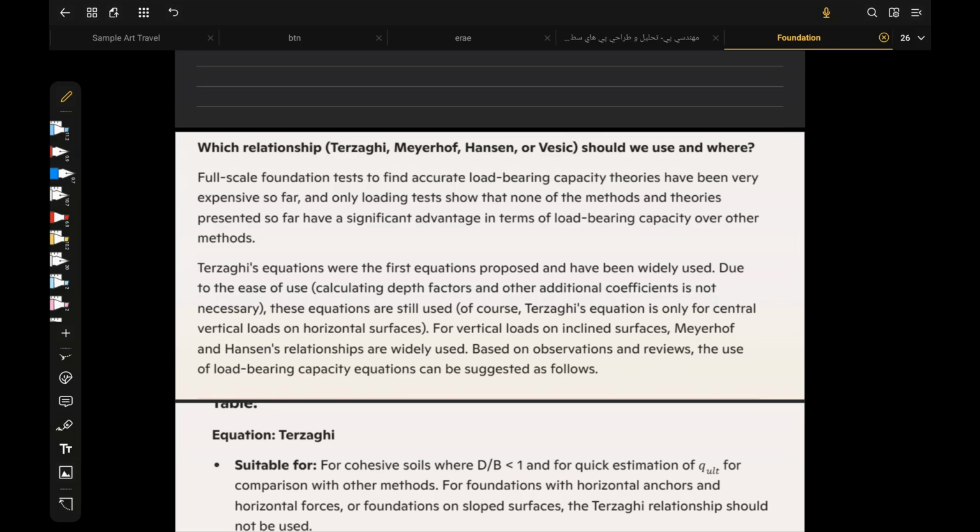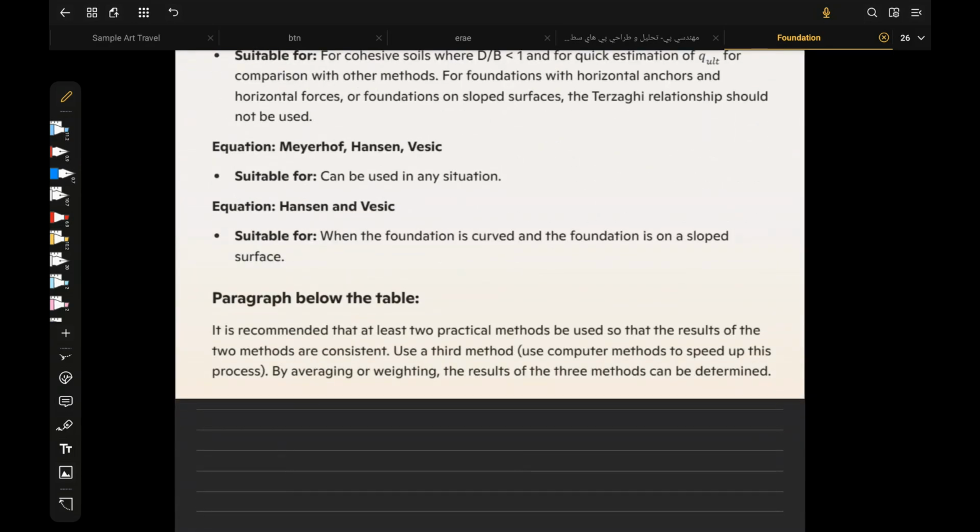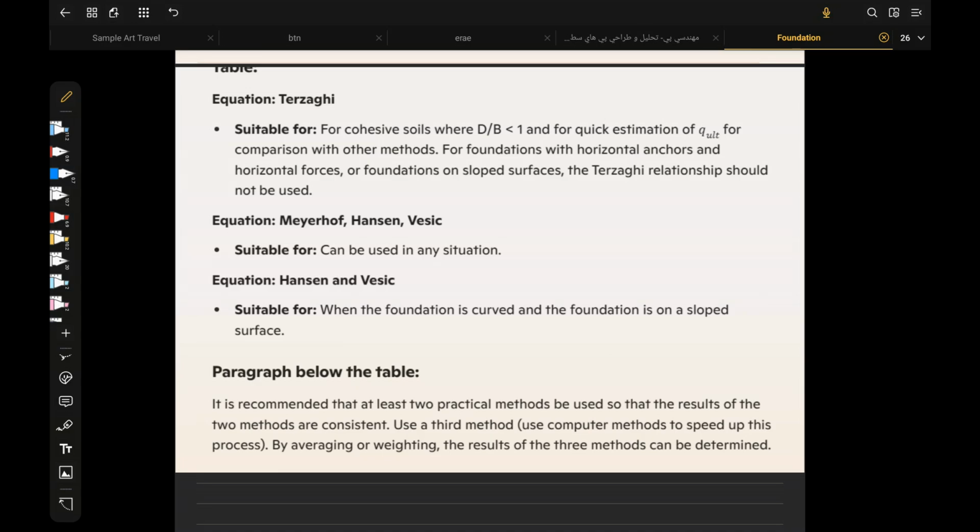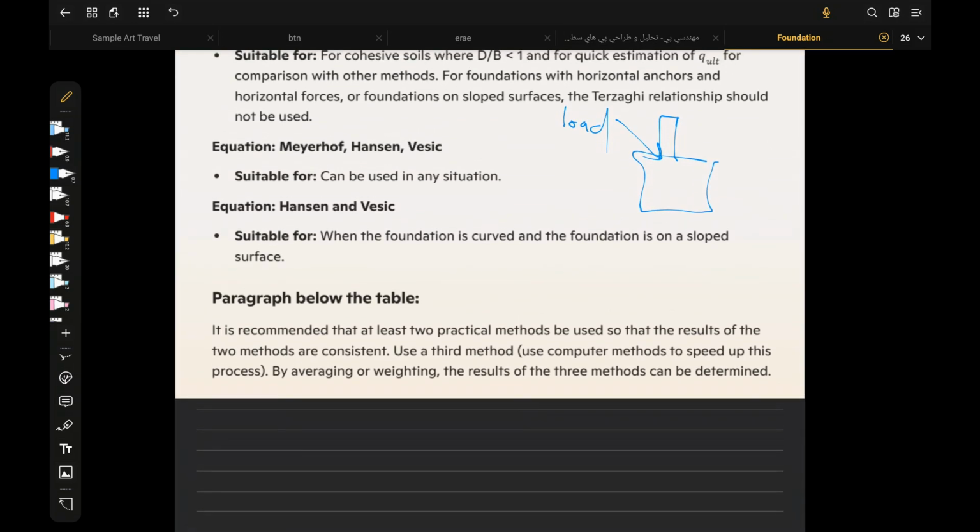Meyerhof and Hansen relationships are widely used based on observation and review. Okay, we use Terzaghi for cohesive soils where D to B is lower than 1, and for the quick estimation of q ultimate. It's for quick estimation, not for the real number. Compared with other methods, for foundations with horizontal loads, it doesn't depend on the factors. When we have a load like this, it's not good to use Terzaghi because it can't predict it well. The Meyerhof and Hansen-Vesic equations can be used in any situation. Hansen and Vesic are used when the foundation is curved and when the foundation is on a slope surface.